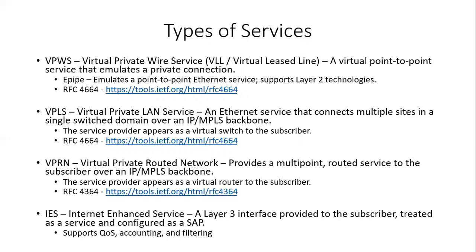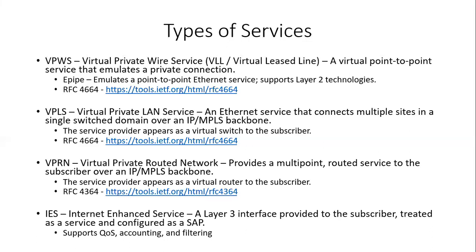So with a VPLS, the service provider appears as a virtual switch to the subscriber. I didn't state this explicitly, but in the case of an e-pipe, the service provider just appears as a virtual wire or a virtual circuit to the subscriber. And in the case of a VPLS, the service provider appears as a virtual switch to the subscriber. So all of the subscriber sites are inside of their own broadcast domain.